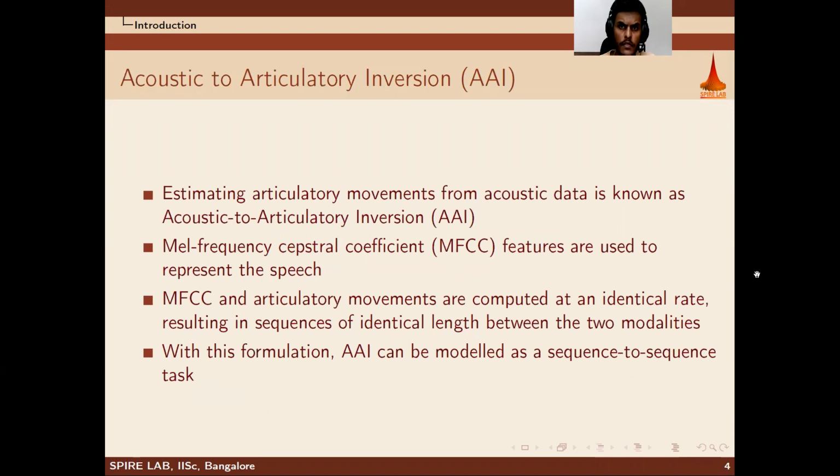Estimating articulatory movements from acoustic data is known as acoustic to articulatory inversion, or AAI. Here we use MFCC features to represent the speech. MFCC and articulatory movements are computed at an identical rate, resulting in sequences of identical length between these two modalities. So with this formulation, AAI can be modeled as a sequence-to-sequence task.